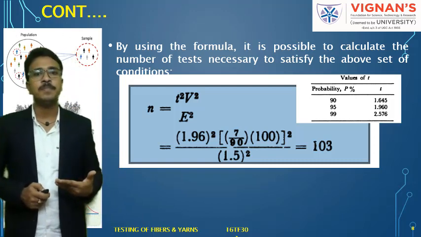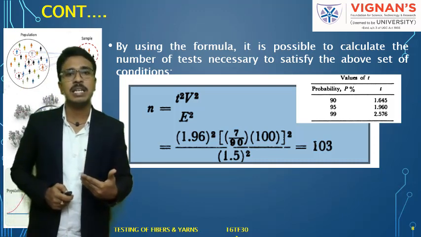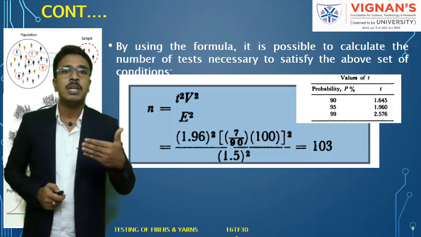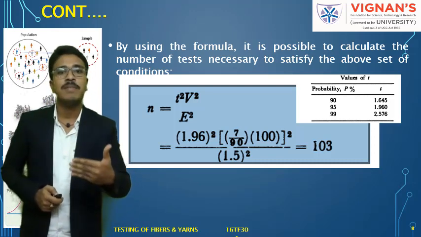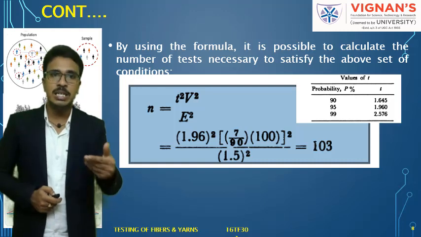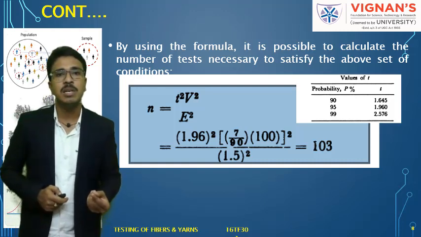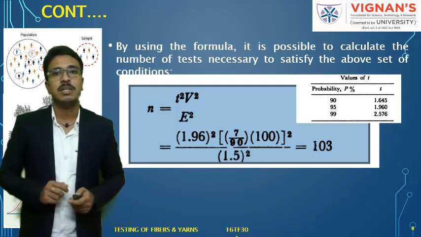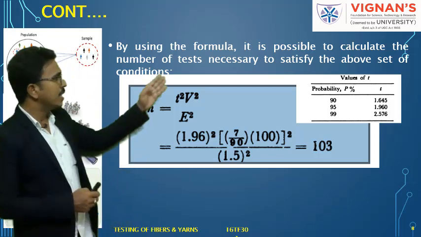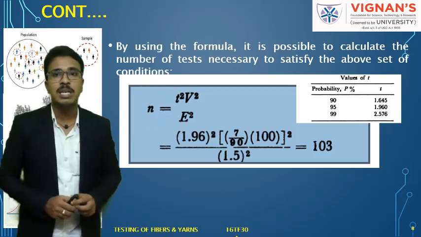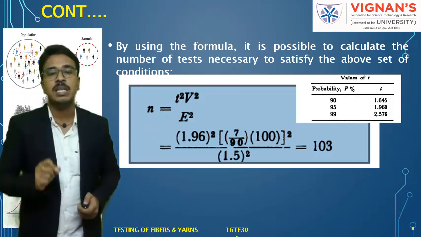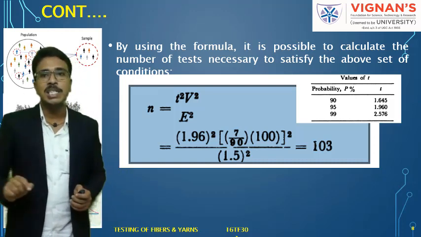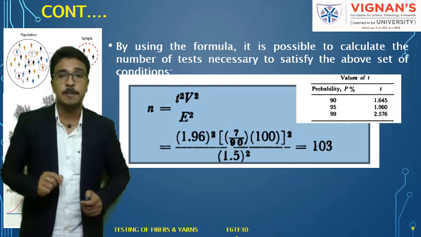Again I am repeating, this small n is the sample size. The small n is equal to t squared into v squared divided by e squared. Here t is the table value. At 95% probability, you can see the table which I have given in the slide, the table value of t is 1.96. So we are taking this, and v stands for coefficient of variation.